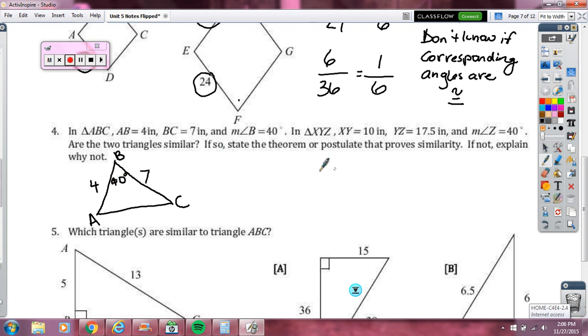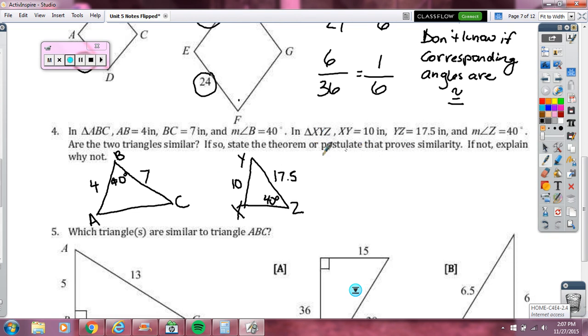In triangle XYZ, XY is 10, YZ is 17.5, and the measure of angle Z is 40. Are the two triangles similar? If so, state the theorem or postulate that proves similarity. If not, explain why not. This is a trick question.